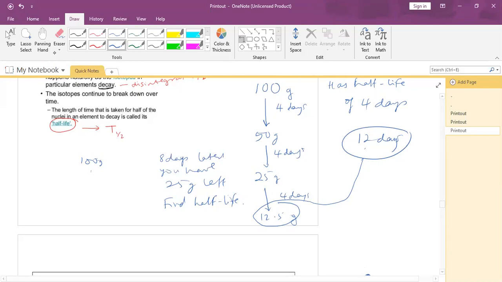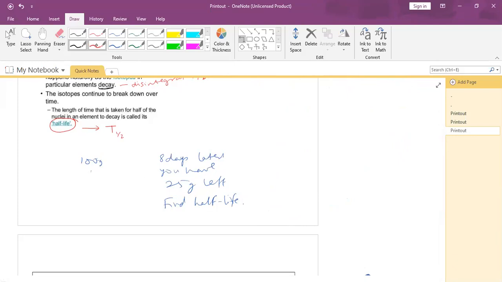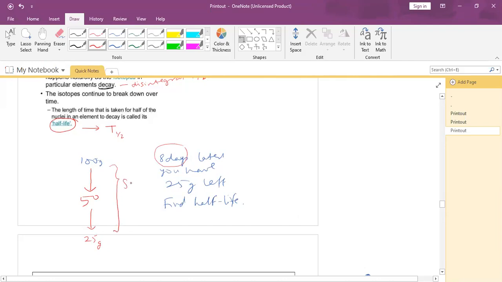You can use the same approach. So what you're going to do, draw the diagram that I just did, like the tree diagram that I just drew, and then use it. So if you start with 100 grams, that means after the first half-life, 50 will be left. Another half-life, half of this will be left, 25. So we started with 100 grams, you have 25 grams. Now they told you it took 8 days to reach 25. So from here all the way there, 8 days.